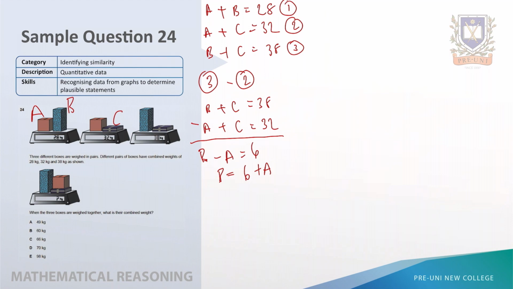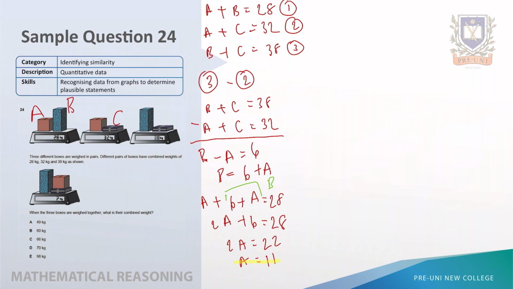So when we sub it in, we have A plus 6 plus A, which is 28. So note this is box B. And then when we simplify, we have 2A plus 6 is 28. And then we figure out 2A is equal to 22 as we take away 6 from 28. And then when we divide, we are left with A is equal to 11. So that's one value of the box found.